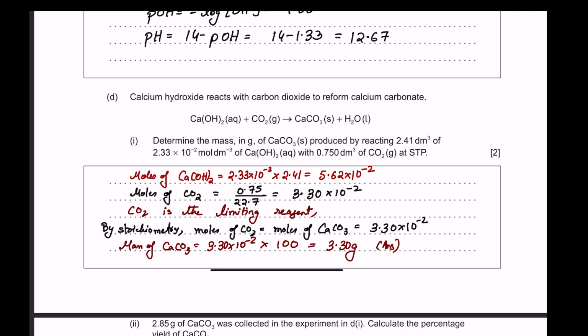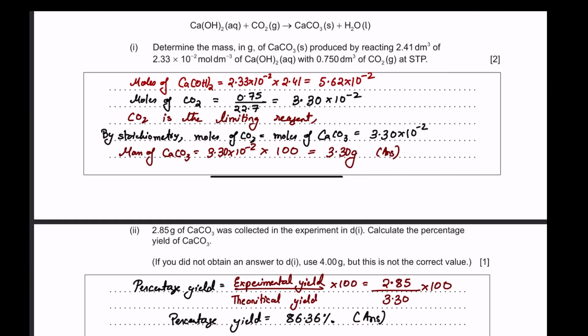So using the moles of CO2, these two are in a 1:1 ratio. So moles of CO2 will be equal to moles of calcium carbonate. That is 3.3 × 10⁻². Now the mass of calcium carbonate is moles times the molar mass. The molar mass of calcium carbonate is 100, which I've written here. So finally we get 3.30 grams as our final answer.